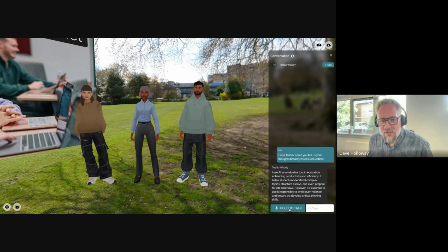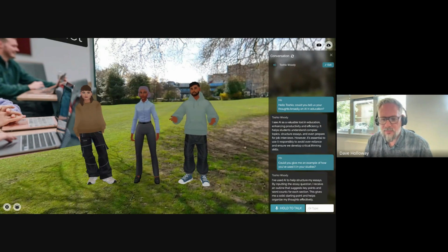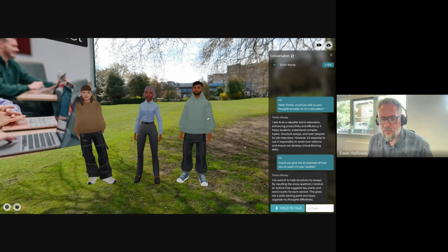Could you give me an example of how you've used it in your studies? I've used AI to help structure my essays. By inputting the essay question, I receive an outline that suggests key points and word counts for each section. This gives me a solid starting point and helps organize my thoughts effectively.